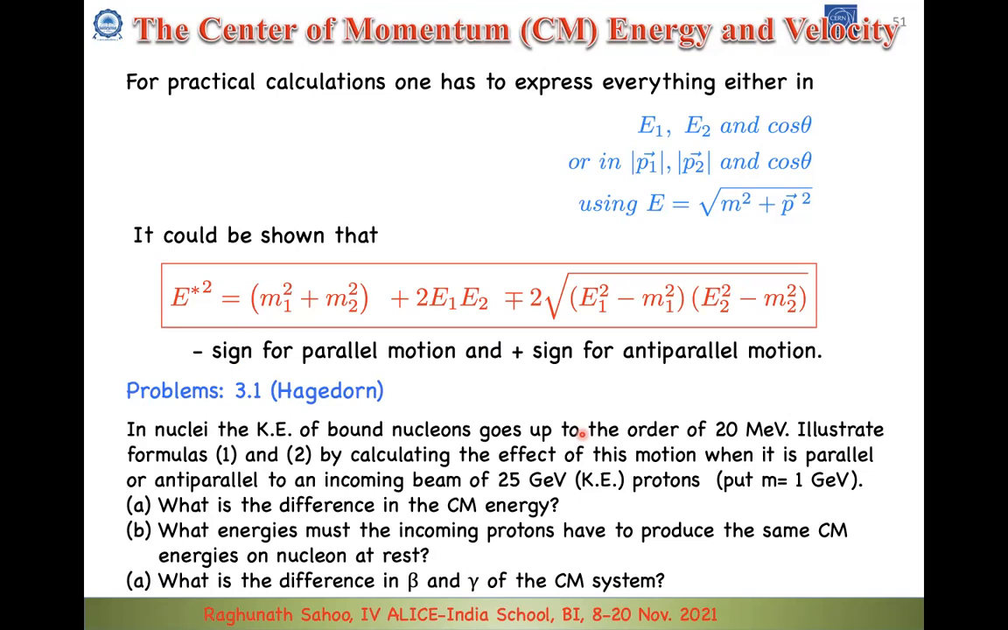So the problem in hand is: in nuclei, the kinetic energy of a bound nucleon goes up to the order of 20 MeV. Illustrate formulas 1 and 2, which I have written here, by calculating the effect of this motion when it is parallel or anti-parallel to an incoming beam of 25 GeV kinetic energy protons, and you can take the mass as 1 GeV. So what is the difference in the center of mass energy? What energies must the incoming protons have to produce the same center of mass energy?